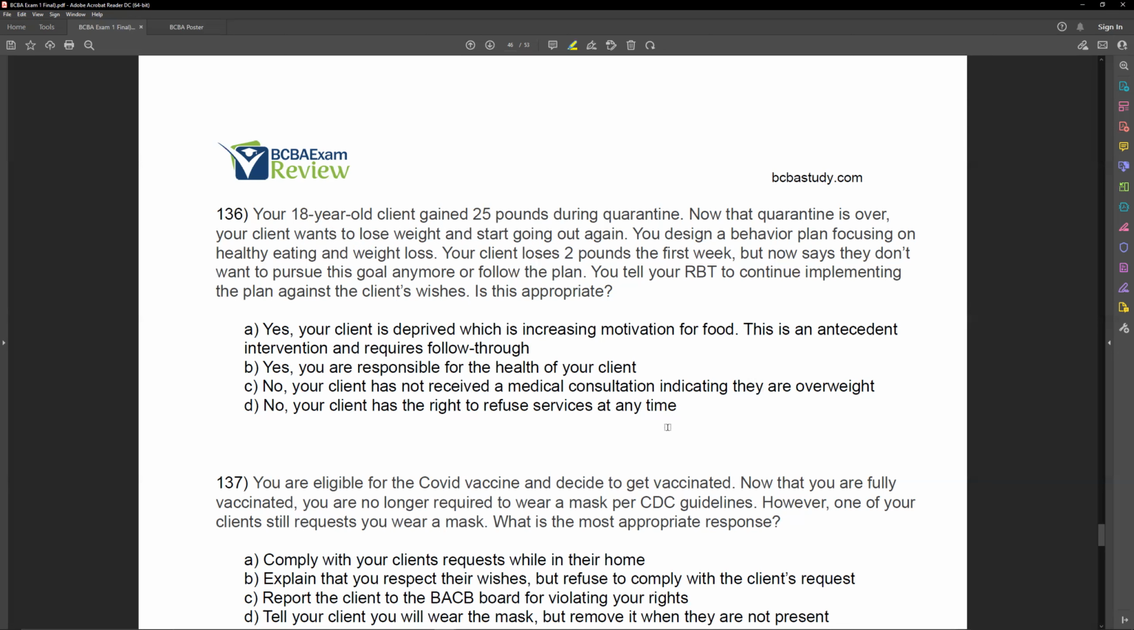And then D, no, your client has the right to refuse services at any time. Yes, this is what we predicted. This is what we were looking for. They don't want to do this anymore.